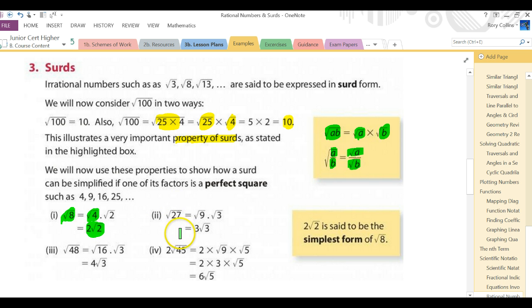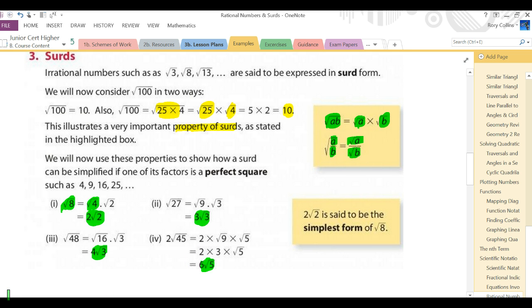Part 2, root 27 is equal to root 9 by root 3. However, root 9 is the same as 3, therefore root 27 in its simplest form is 3 root 3. Root 48 is the same as root 16 by root 3, and again root 16 is 4, so root 48 is equal to 4 root 3. And finally 2 root 45 is the same as 2 by root 9 by root 5. Root 9 is 3, so that's 2 by 3 is 6 root 5 in its simplest form.